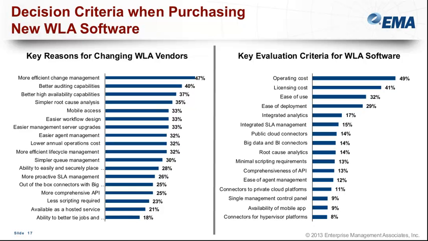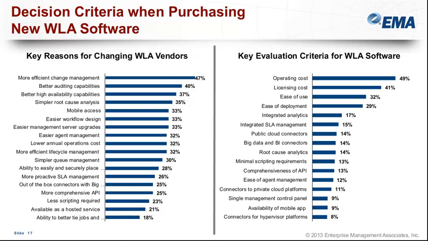But companies still are having issues in terms of high availability of their job scheduler. And then we have problems with root cause analysis, which again goes hand in hand with the need to reduce complexity. And also 1/3 of organizations find mobile access important enough to change vendors, which is interesting, also something I wouldn't have expected. And easier workflow design and easier management of server upgrades and easier agent management are not far behind.